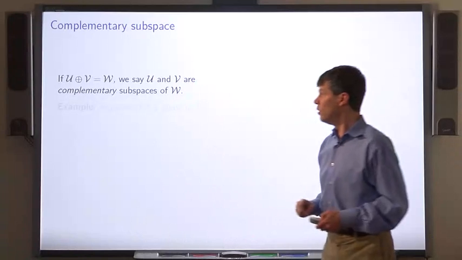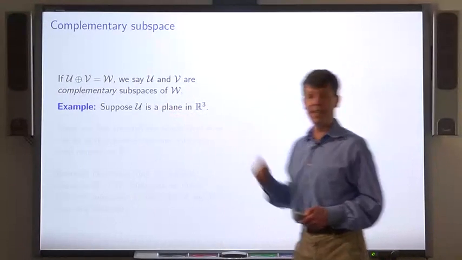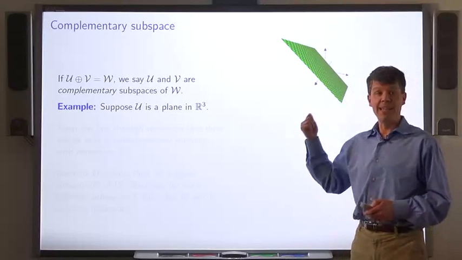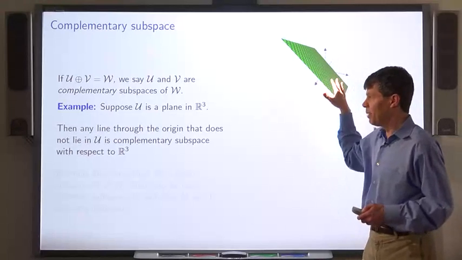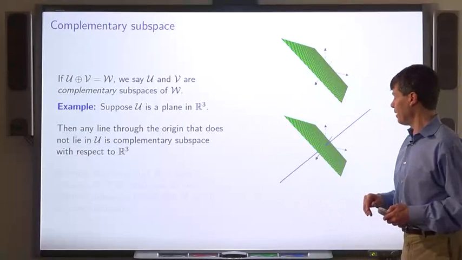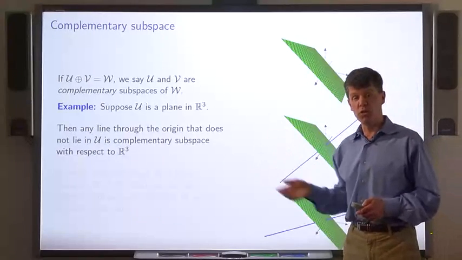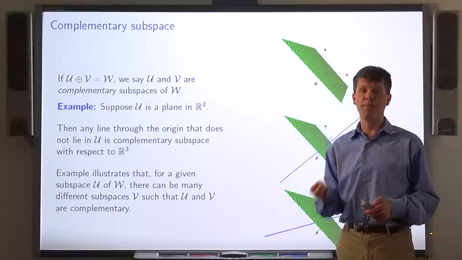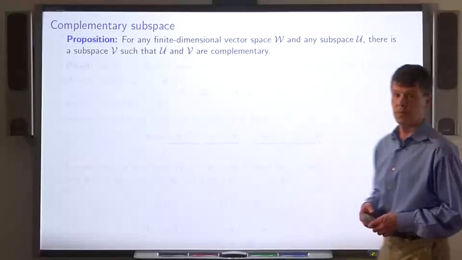subspaces of W. For example, suppose big U is a plane in R3. So in that case, any line through the origin that does not lie completely within this plane is a complementary subspace. Here's an example, and here's another example. This shows that there's potentially more than one complementary subspace. But let's show that there always exists at least one.